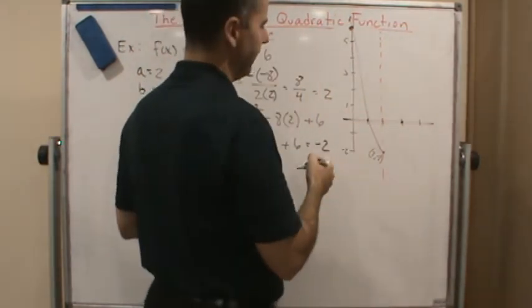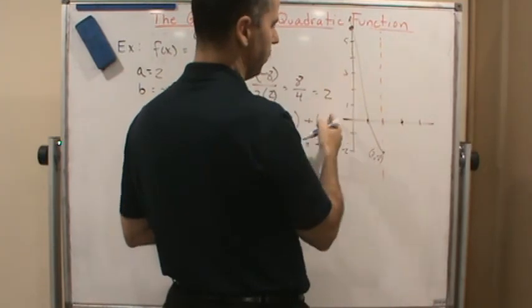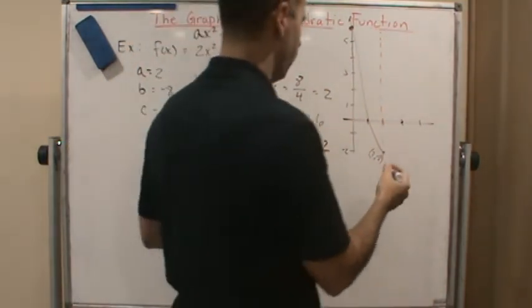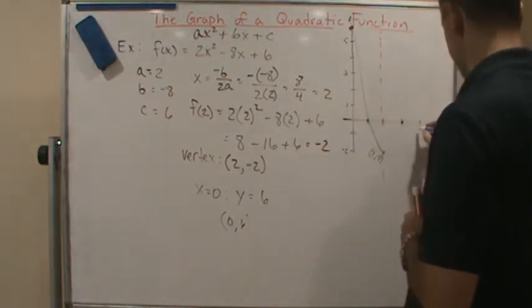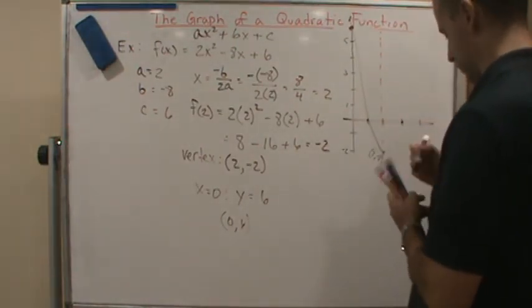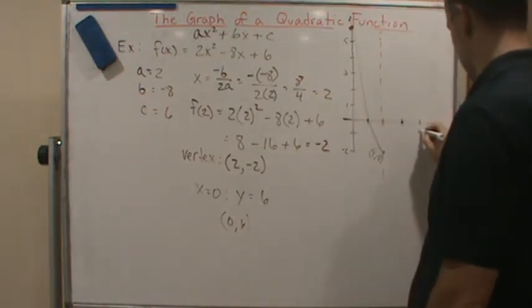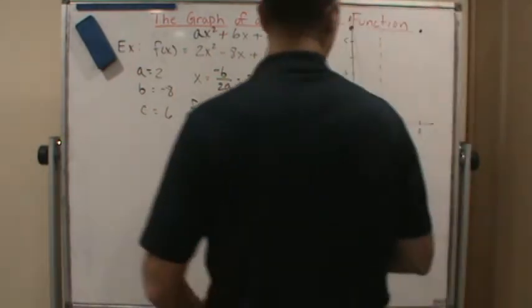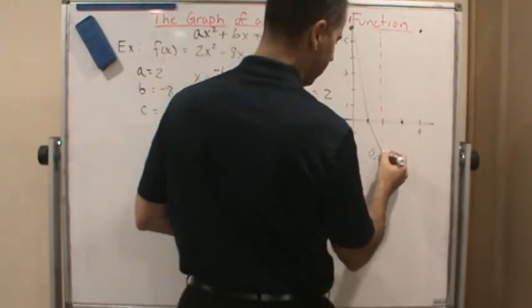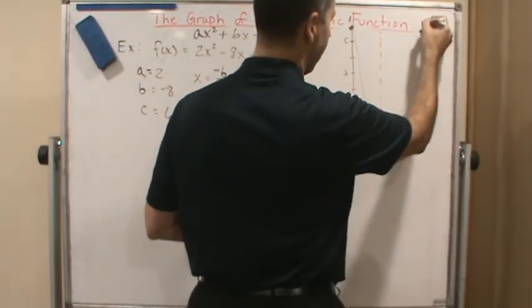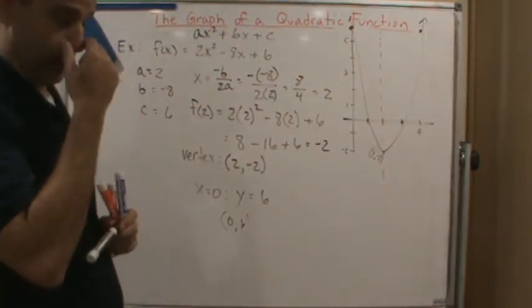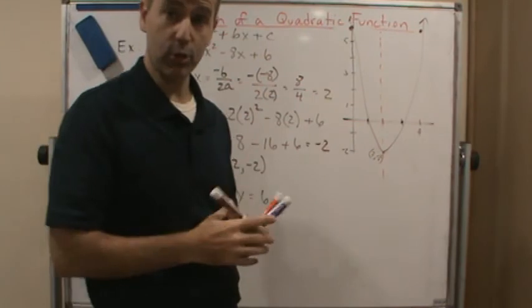So that would mean that the other point that this would also go through would be what? 4, 6. So if we go to 4, 6, it would be right about there. And so we could sketch the graph through that point. So we could use symmetry to do it.